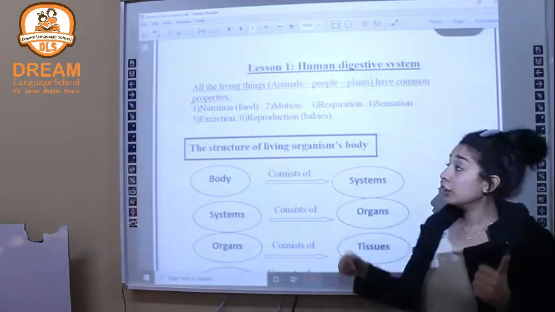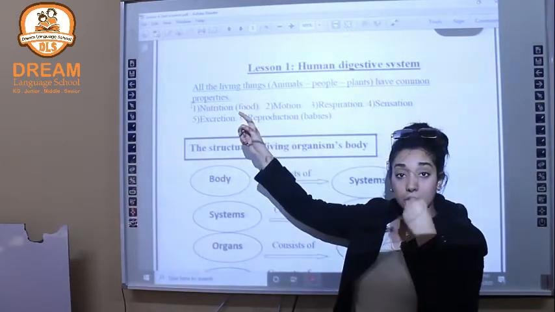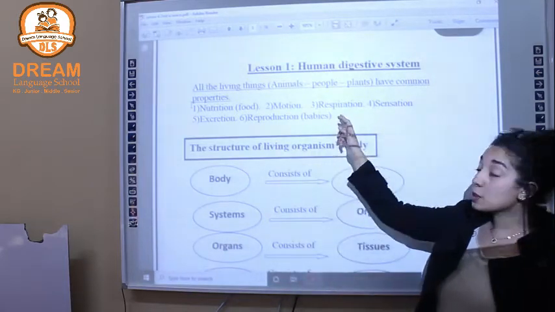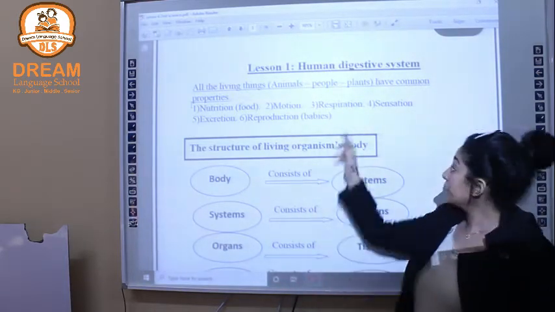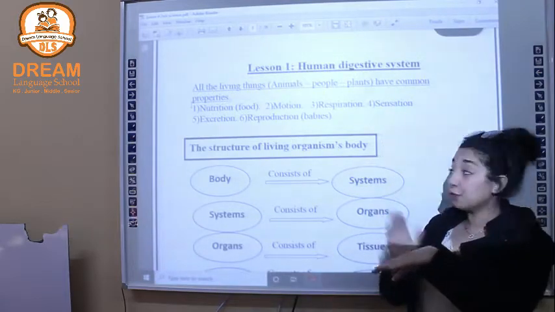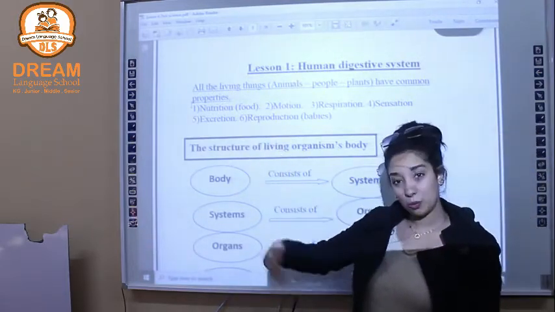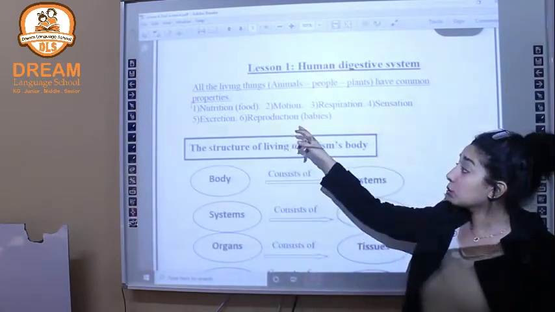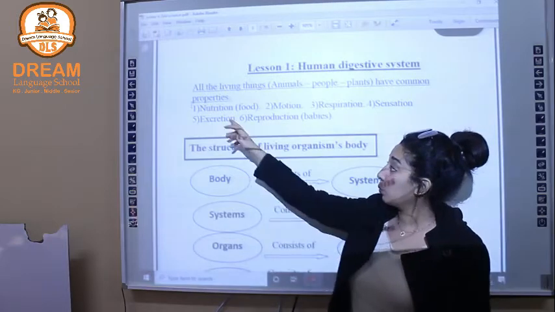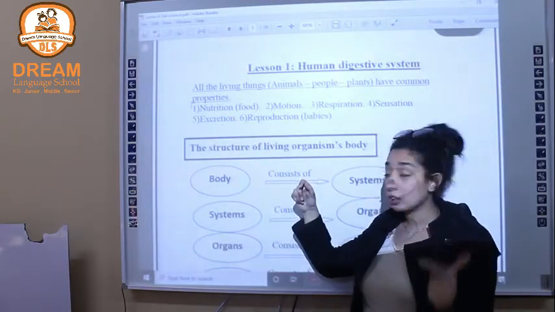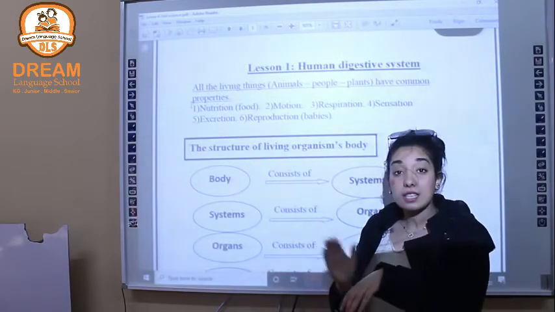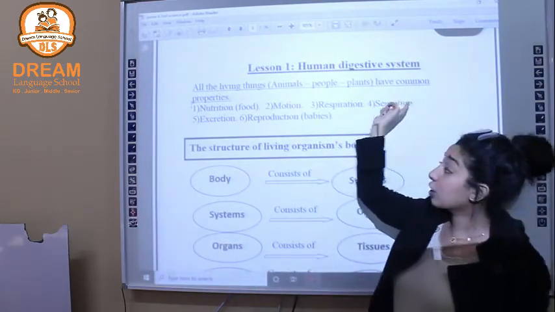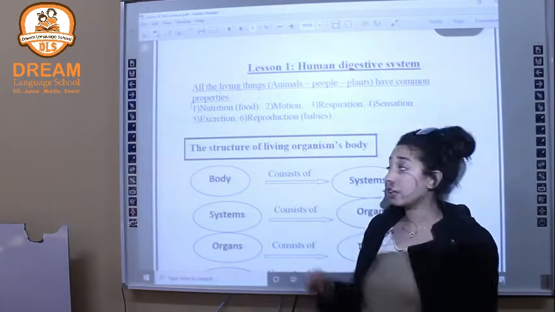Let's start. Number one, nutrition. Nutrition is the food when you eat. Motion means to move. Respiration, to respire. Sensation, when you feel. Excretion, when we get the waste outside our body. Reproduction, to give a baby. So we are studying nutrition, respiration, motion, sensation, excretion, reproduction. They are the common properties that we have like the animals.